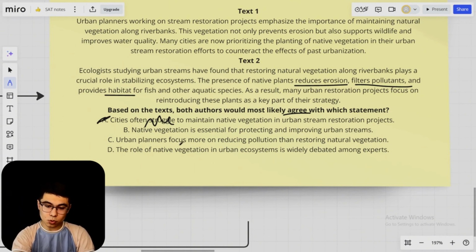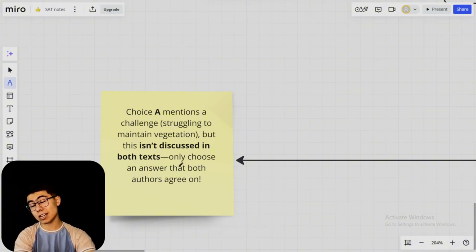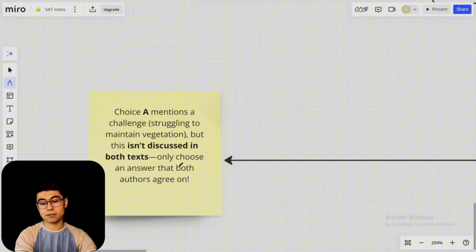Choice C, urban planners focus more on reducing pollution than restoring natural vegetation. There's no comparison here, so that's why choice C is wrong. D, the role of native vegetation in urban ecosystems is widely debated among experts. There's no debate in either of these texts, so D is also wrong. And as you can see, choice B is the best answer choice here. Choice A mentions struggling to maintain vegetation, but this is not discussed in both texts, only in one. That's why my recommendation is to choose an answer that both authors agree on.